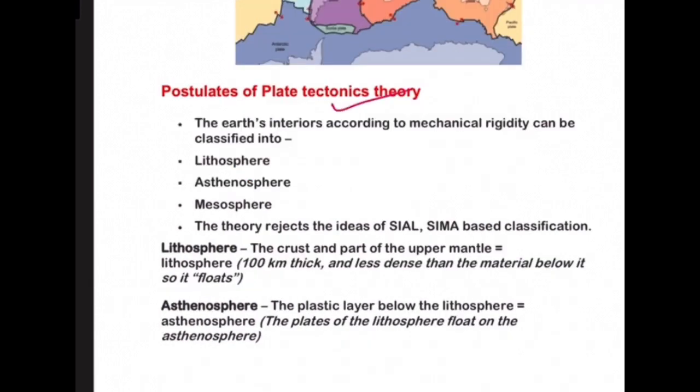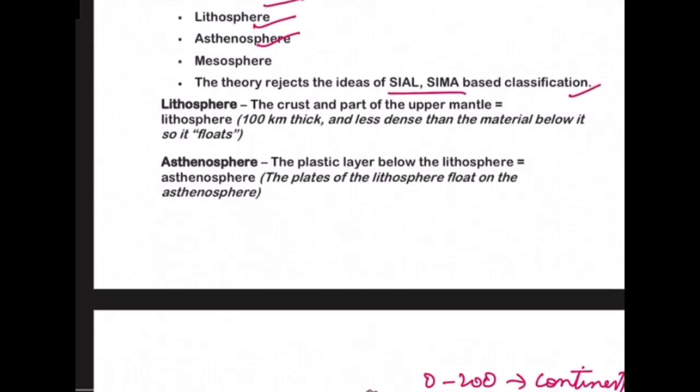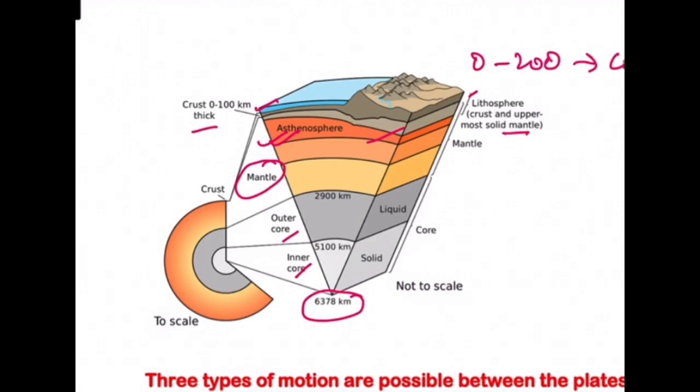The Earth's interior, according to mechanical rigidity, can be classified into lithosphere and asthenosphere. The theory rejects the idea of Sial and Sima based on classification. Lithosphere: the crust and the part of upper mantle is called lithosphere, 100 km thick and less dense than the material below, so it floats. Asthenosphere: the plastic layer below the lithosphere is asthenosphere. The lithosphere floats over the asthenosphere. We can see from the diagram this asthenosphere which is below lithosphere, and this lithosphere is floating above asthenosphere, which is less dense.